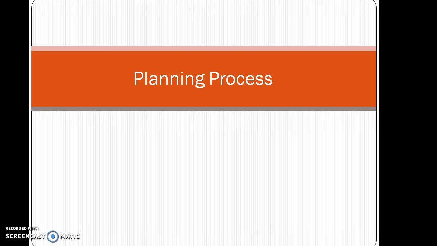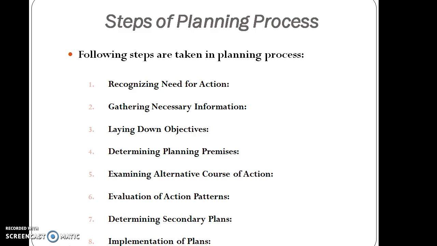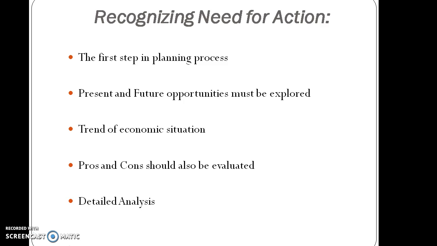Now the next topic in planning is the planning process. The planning process involves 8 steps, and all the 8 steps are shown on the screen. The first step is recognizing need for action. Second is gathering necessary information. Third is laying down objectives. Fourth is determining planning premises. Fifth is examining alternative courses of action. Next is evaluation of action patterns, determining secondary plans, and the last is implementation of plans.